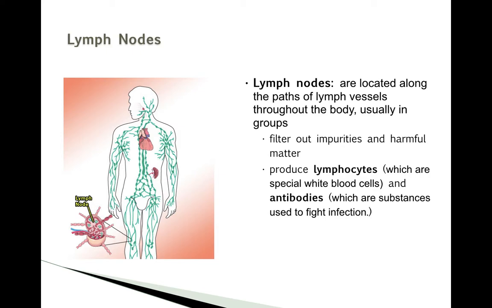All right, so they filter out impurities, harmful matter. They produce lymphocytes, which are special white blood cells, and antibodies, which are substances used to fight infection. There is a lot of talk about antibodies right now, especially in relation to COVID-19. Scientists are trying to determine, are antibodies effective in fighting off getting COVID-19 for the second time? So they're trying to see, okay, are people that have already had COVID-19 able to not get the infection anymore because the antibodies built up can just fight it off? So we're kind of trying to determine that.